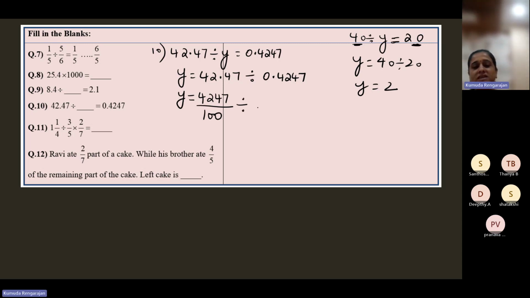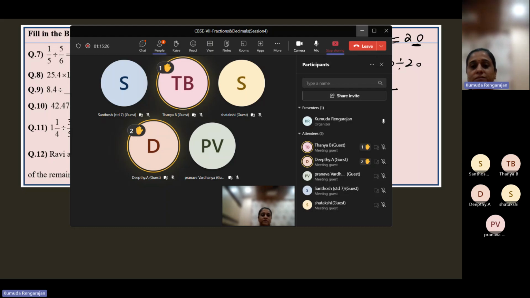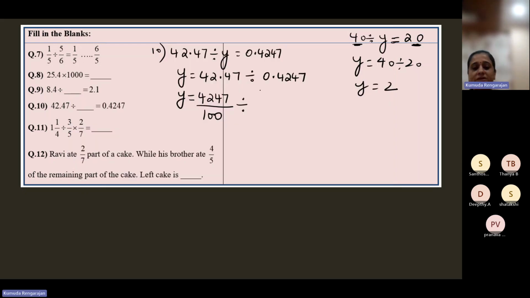Sataakshi, tell me the second decimal number as a fraction. Is she there in the meeting? Yes, you're there. Okay, Deepthi. Yes, ma'am. 4,247 by 130. 130 by how many zeros? 4 zeros.